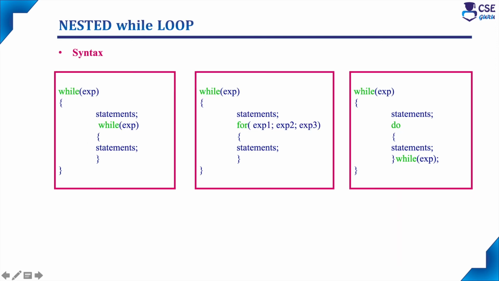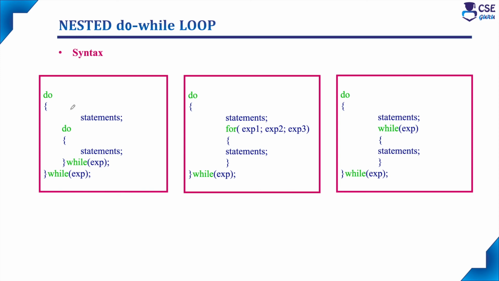Similarly, if you consider the nested while loop, one while loop placed within another while loop is also a nested while loop. Or a for loop placed within a while loop, or a do while loop placed within a while loop. These are examples of nested while loops. Or a nested do while loop: one do while loop placed within another do while loop, or a for loop placed within a do while loop, or a while loop placed within a do while loop. These are examples of nested do while loops. Nested loops help to display multi-dimensional data.